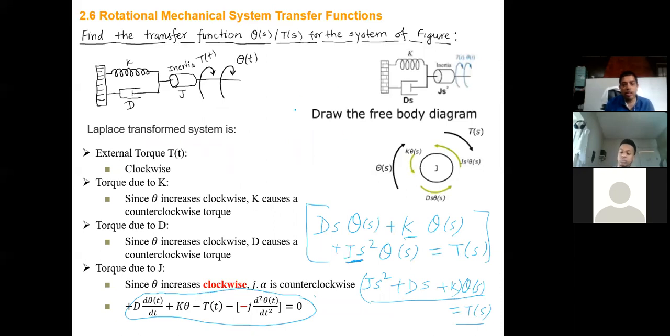So this is theta, right? How many theta do we have here? Only one theta, right? Okay. So add all the impedances together without worrying about the sign of those guys. Don't worry about anything because we have one theta. So add all this together. So what is this guy? This is K. This is Ds. This is Js square. Js square plus Ds plus K, times theta s equals, then your right hand side is always the sum of all the torque. So what is the torque here? Just only one torque.